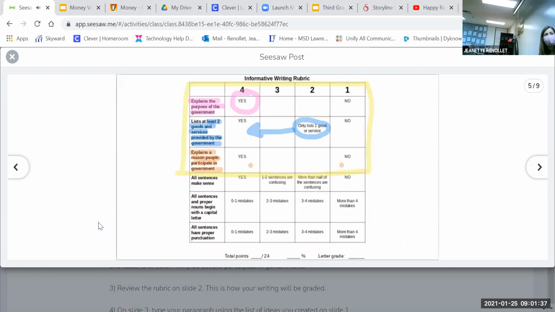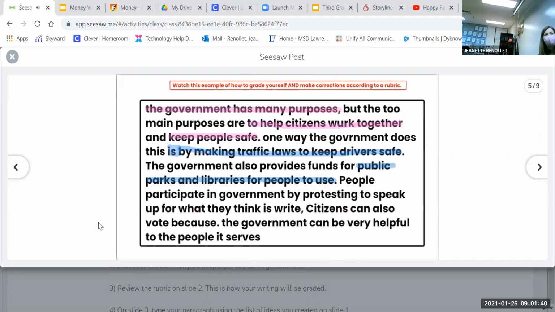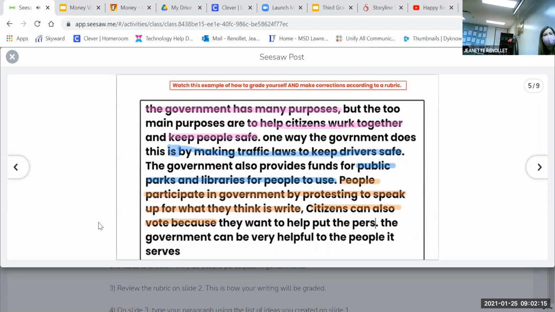This is either a yes or a no. Let's go see if I said why people participate in government. People participate in government. Oh, yes. People participate in government by protesting to speak up for what they think is right. Citizens can also vote because, because I didn't say why. Citizens can also vote because, let's add that in there. I forgot to finish my idea. Because they want to help put the person in charge that they most believe in.